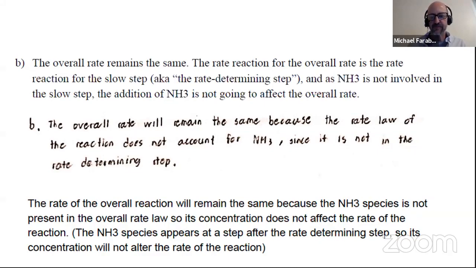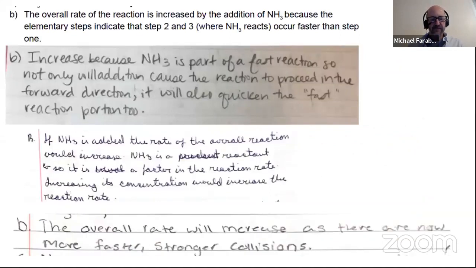This all looks great. All right, here are some misconceptions and concerns. The overall rate is increased by the addition of NH3 because steps 2 and 3 are faster than step 1, or that somehow adding NH3 would quicken the fast steps. So there is some confusion about what exactly the rate determining step has on the overall rate law.